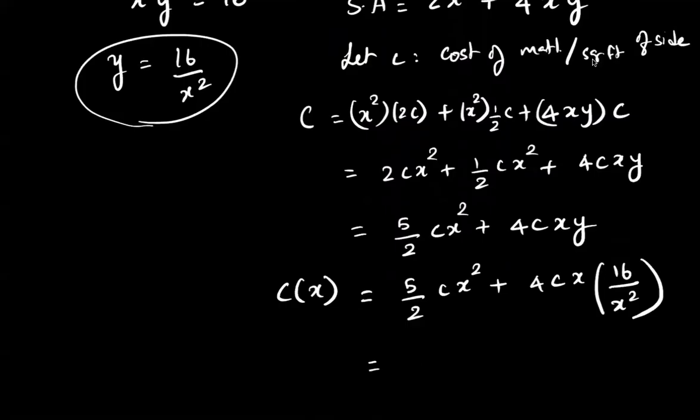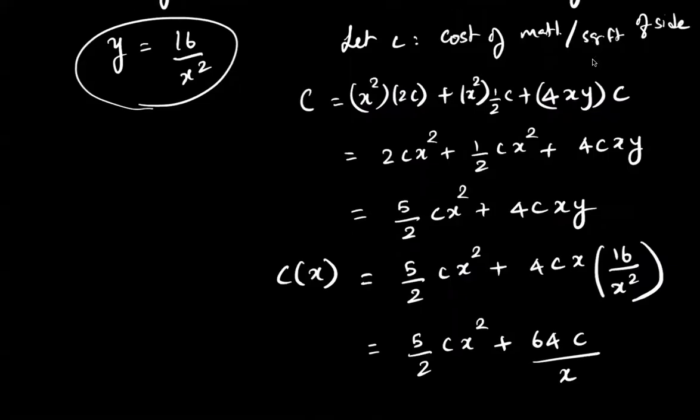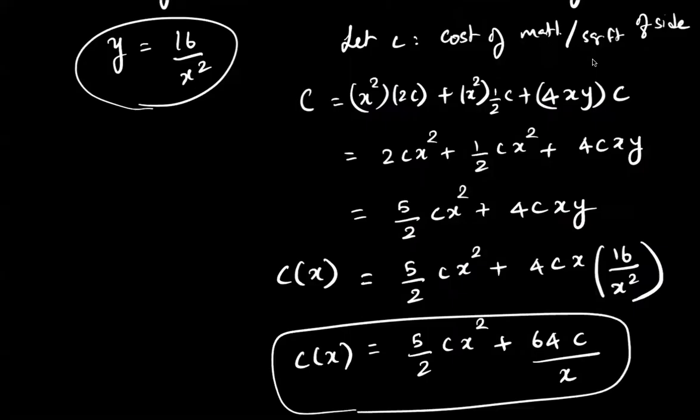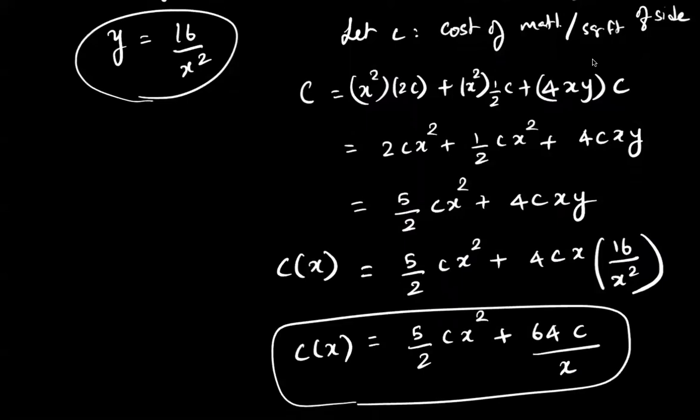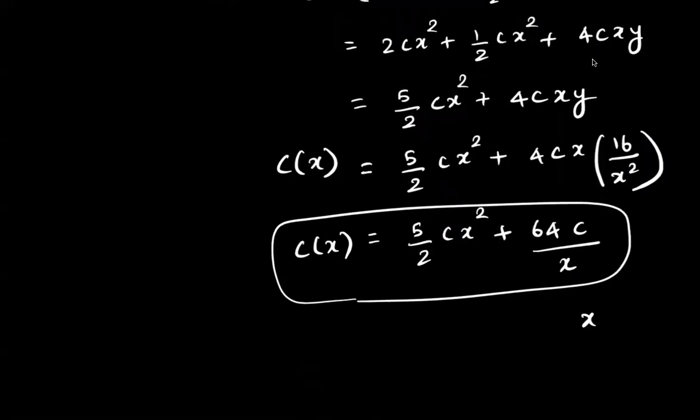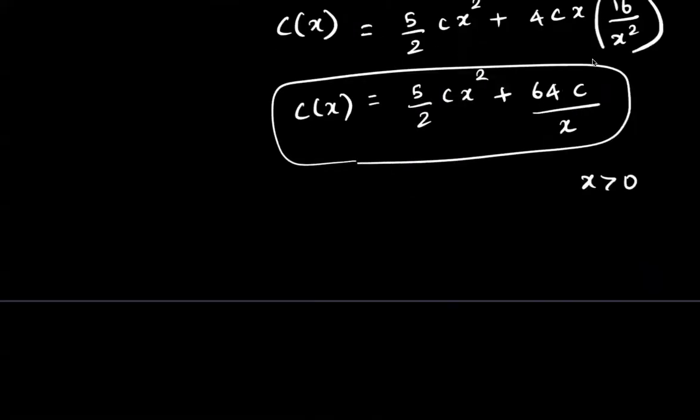Now I combine all of this and I will get 5/2 cx squared plus 64c over x. This is my cost function in terms of one variable x. Okay, is it correct? Now here again, my domain is x has to be greater than 0. So I do the same thing that I did before.